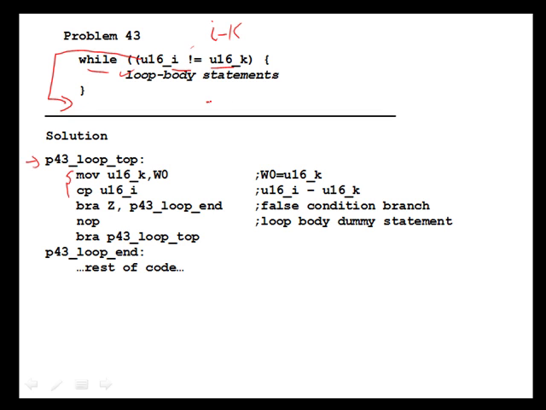So the false condition here is going to be the equal, would be I equal to K. So our branch is going to be on the Z flag being true. So branch on Z flag being true to our loop end. If this branch is not taken, if we fall through the branch, then it means that I was indeed not equal to K. So at that point, we're going to execute our loop body, which is represented by a single no-op statement. At the end of our loop body, we need an unconditional jump back to the top of our loop, which is going to redo our test. It's a very common error to forget to put this unconditional branch.